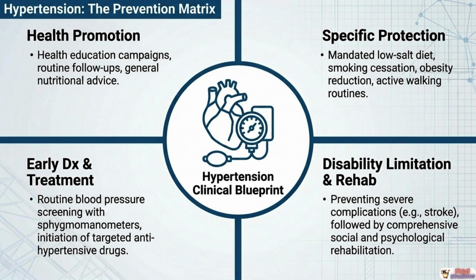At the health promotion level, the intervention is population-wide. Health education campaigns communicating the relationship between lifestyle and blood pressure, routine cardiovascular health follow-ups, and general nutritional guidance encouraging balanced diets and adequate physical activity. At the specific protection level, interventions become more targeted. Mandated dietary salt reduction through public health policy and food labeling regulations, structured smoking cessation programs, evidence-based obesity reduction initiatives, and prescribing active walking routines of at least 30 minutes of moderate intensity exercise 5 times per week.